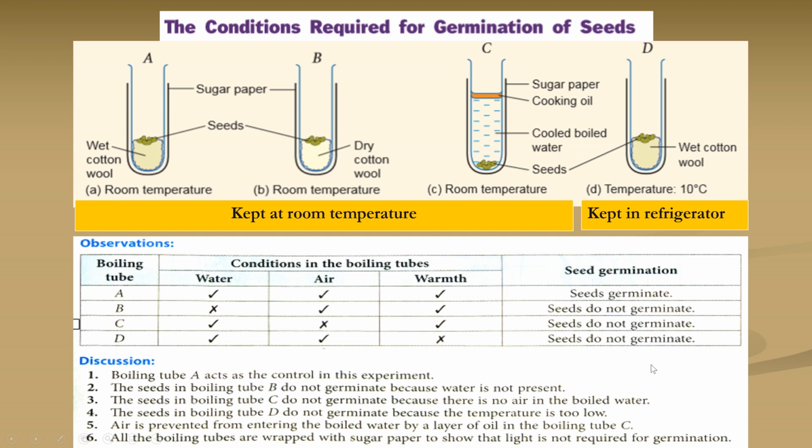do not germinate. So, boiling tube A acts as a control to show that if water, air, and suitable temperatures are present, then the seeds will germinate. All the 4 boiling tubes are wrapped with sugar paper to show that light is not required for germination. This is because during germination, the seeds obtain food from cotyledon or endosperm.